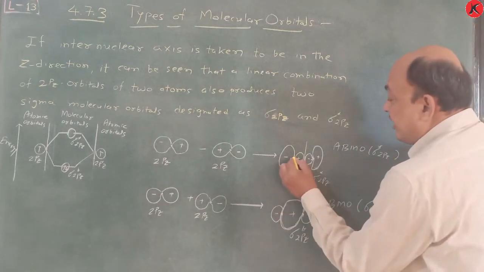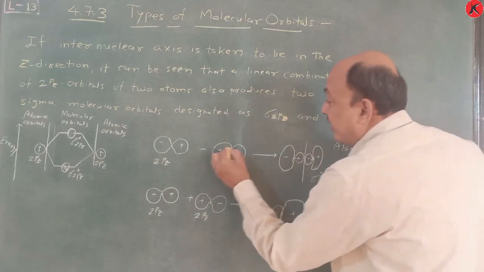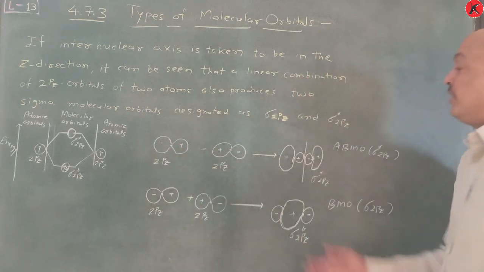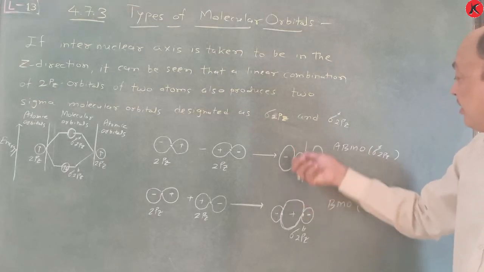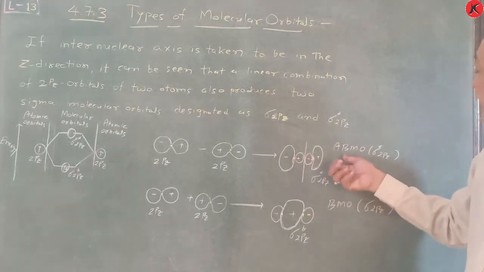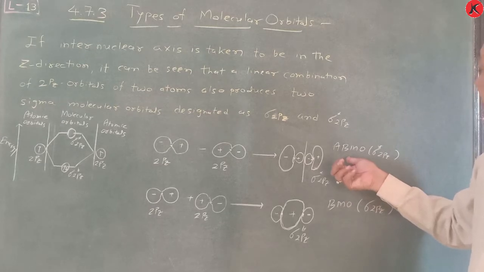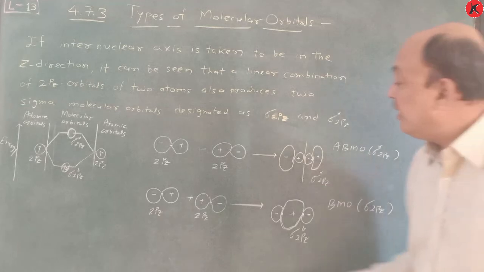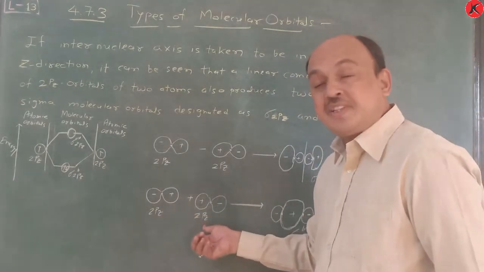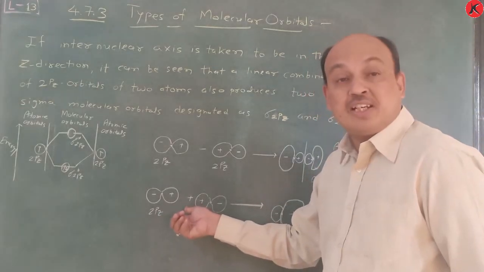So here this is a center, remember this is a center. Here subtraction takes place, and due to that interference occurs, and according to that ABMO, the anti-bonding sigma molecular orbital, is obtained. It is denoted by sigma star 2pz. When 2pz orbital and 2pz orbital combine, addition takes place at a time.